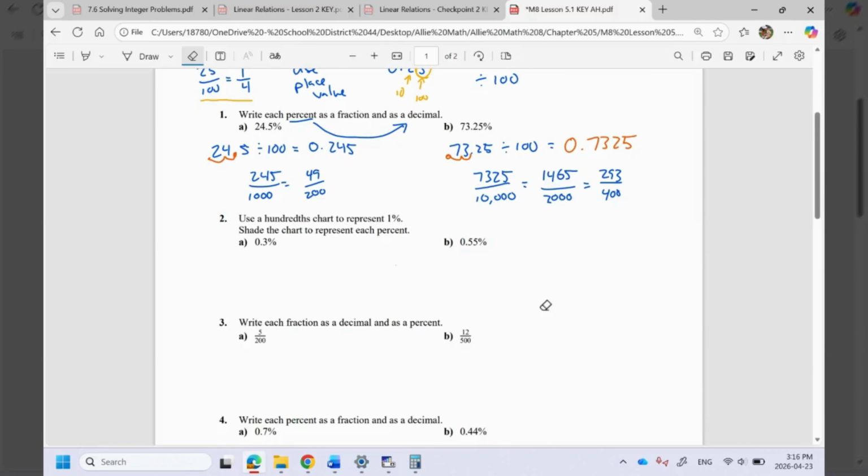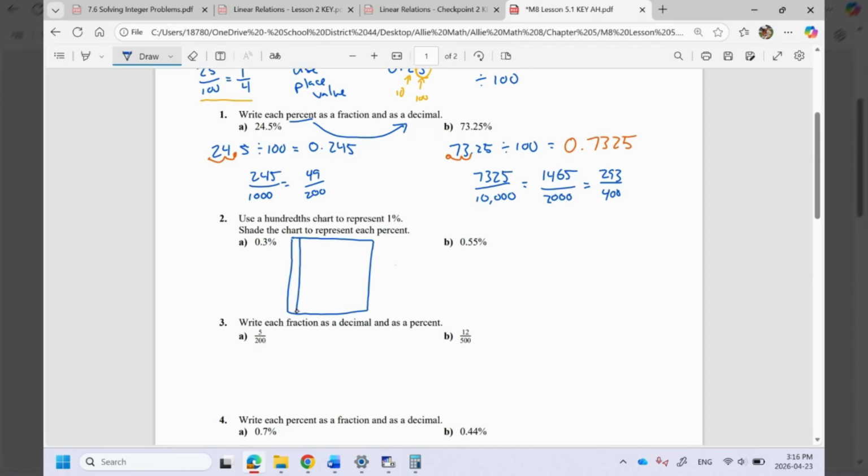I'm back. We're on number 2. Use a hundreds chart to represent 1%. Shade the chart to represent each percent. So this one's kind of strange. Instead of a hundreds chart, I'll draw one out, and it's not going to be a very good drawing. To represent 100, we're going to use it to represent 1.